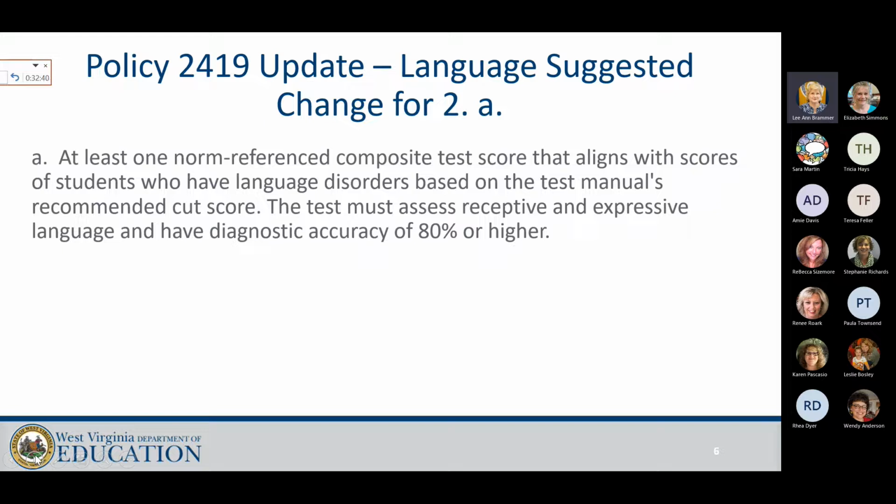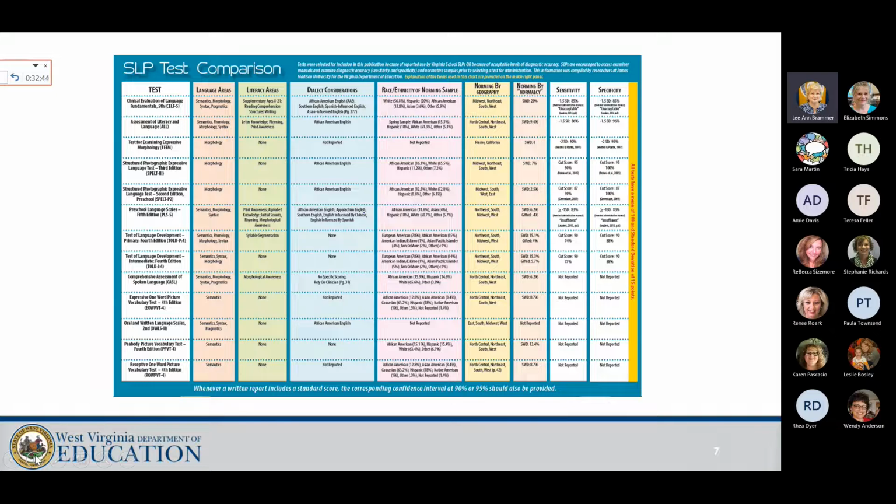Now, I was asked if there's the Virginia test card. But like I said, we're going to have one made for West Virginia that has the cut scores and all that for you.